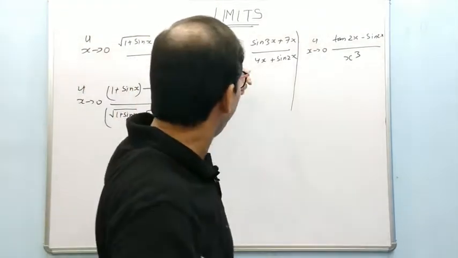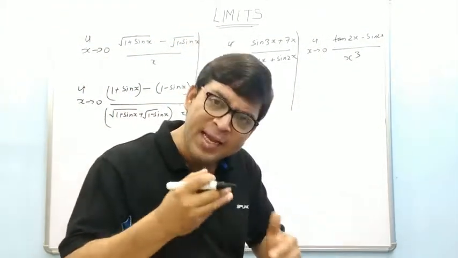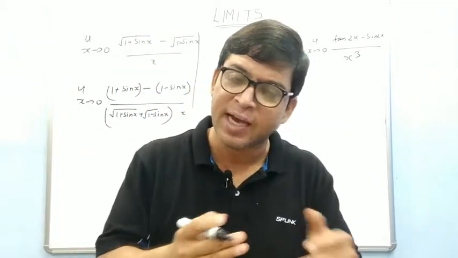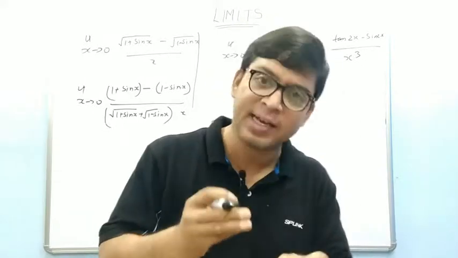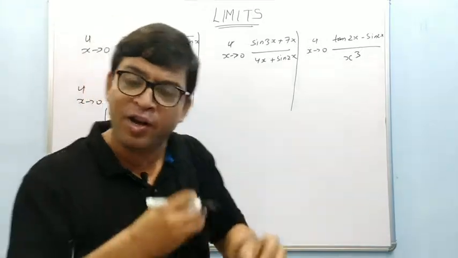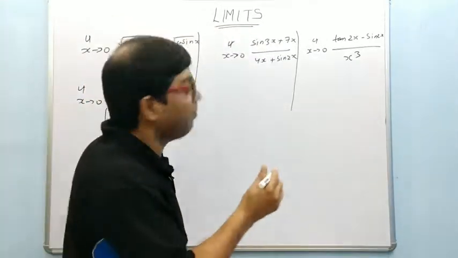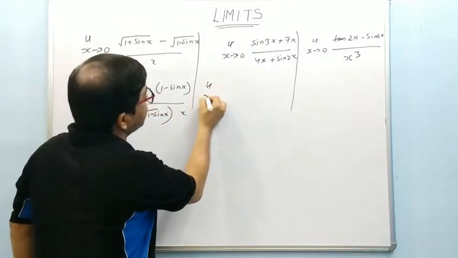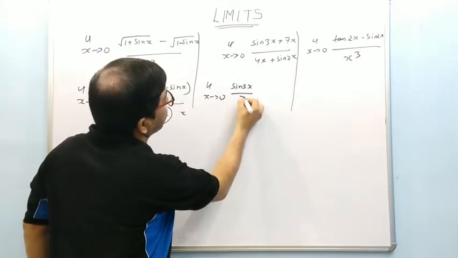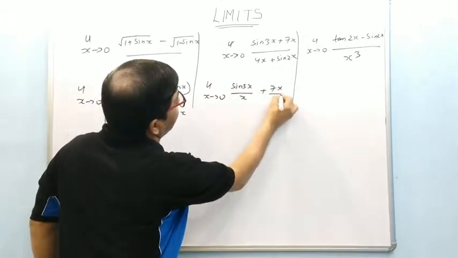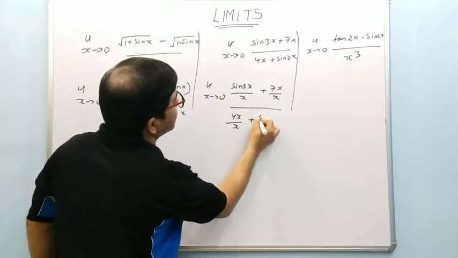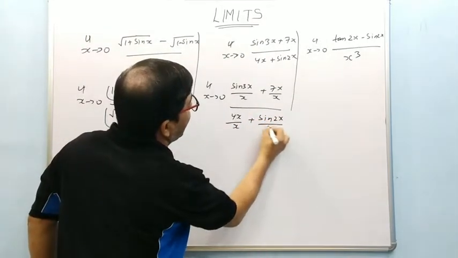Now see in this problem what we need to do. Anyhow we have to make it in a conducive format, that is sin x by x or tan x by x, like that. So if I just divide both numerator and denominator by x, it is coming out to be limit x tends to 0, sin 3x by x plus 7x by x, 4x by x plus sin 2x by x.